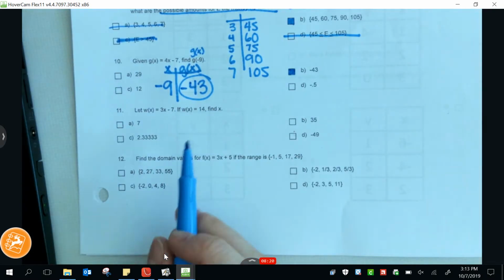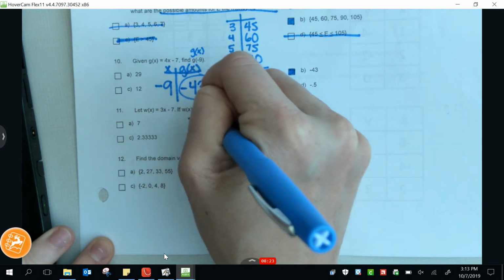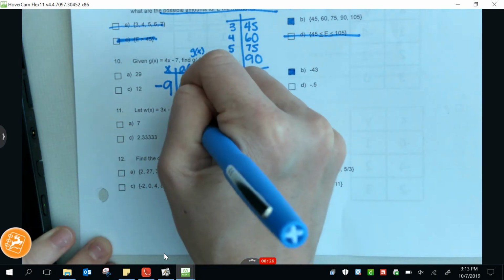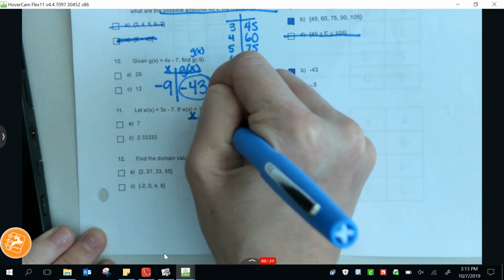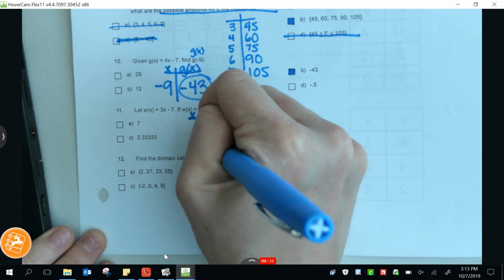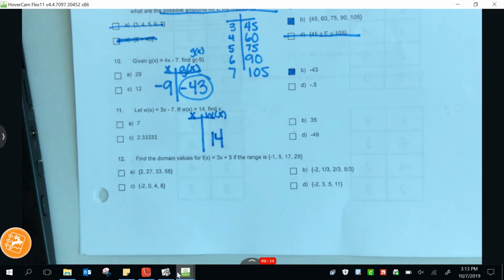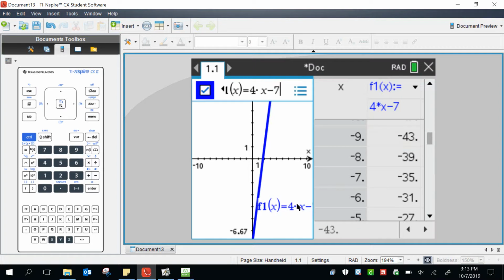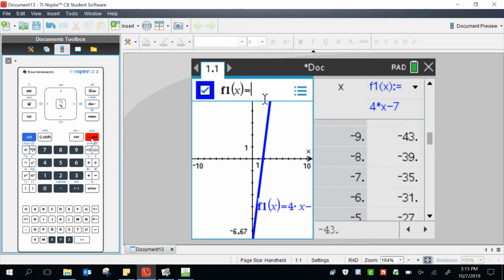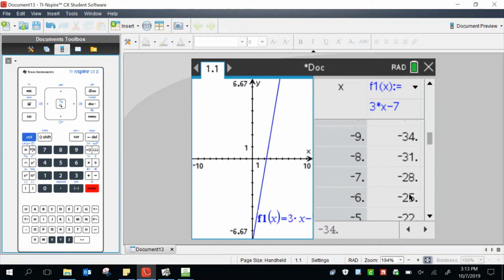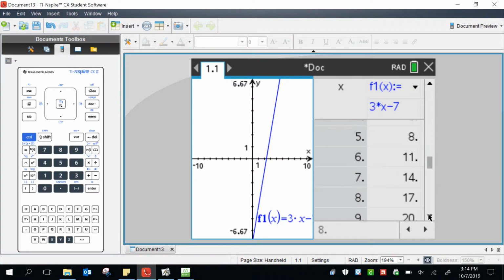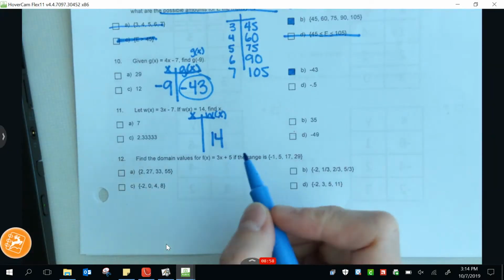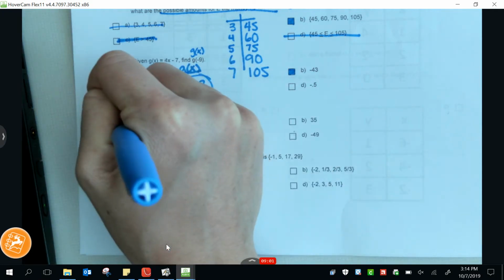Okay, the next one's very similar, except now it literally tells me I'm finding X. So what is X when W of X, meaning Y, is 14? So same process. I'm going to go to my calculator. Now I'm going to do 3x minus 7. And when Y is 14, X is 7. Which would be A.